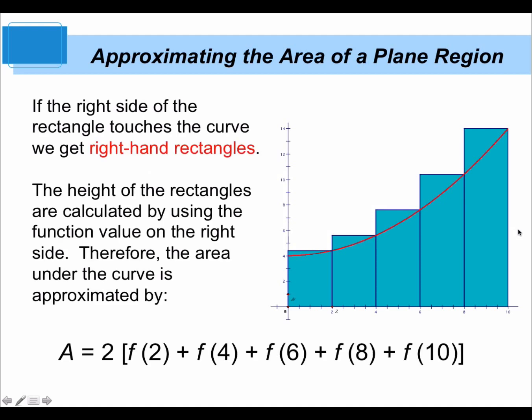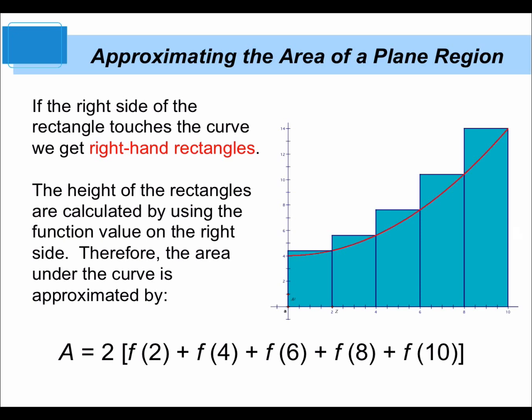Okay, so there's our right-hand rectangles. Things are different now if I pick this starting one. In the left-hand rectangles, I used it over here on the left-hand side. For the right-hand side, I use it over here, so that's f of 10 for the height of that one. This is f of 8, f of 6, f of 4, f of 2. Don't use f of 0 because it's not relevant for this problem.